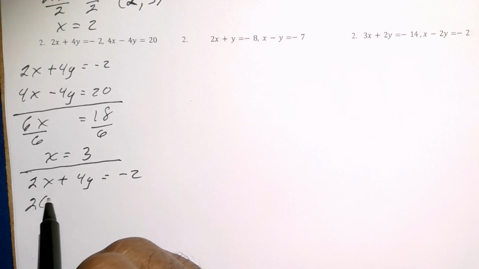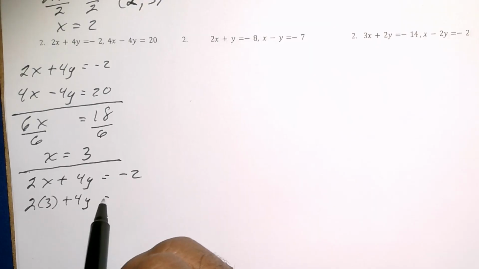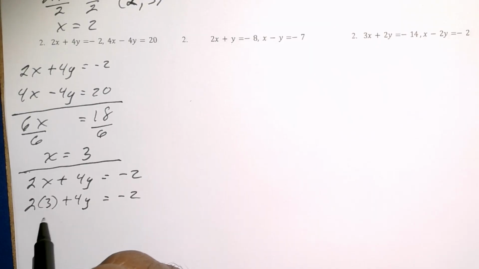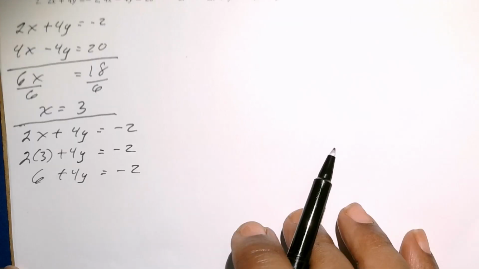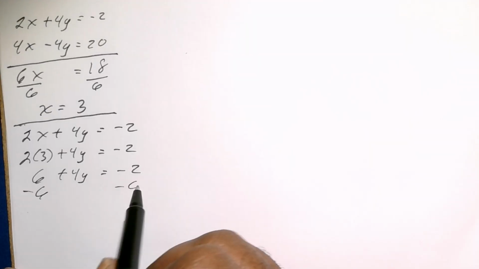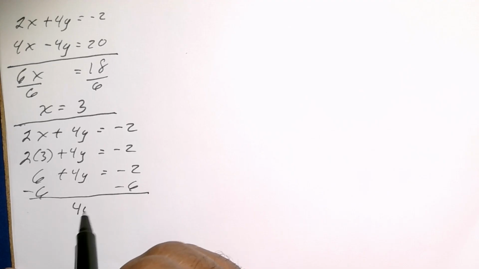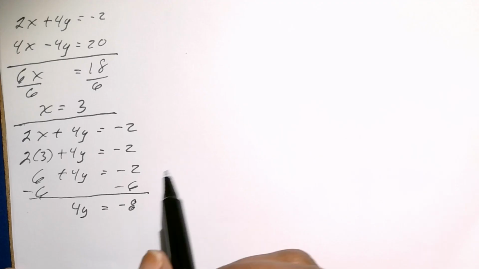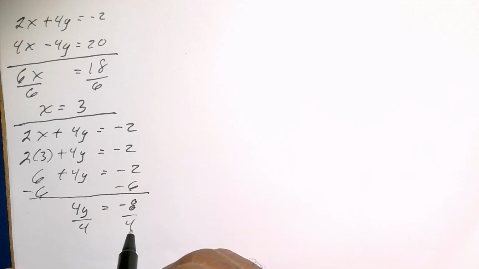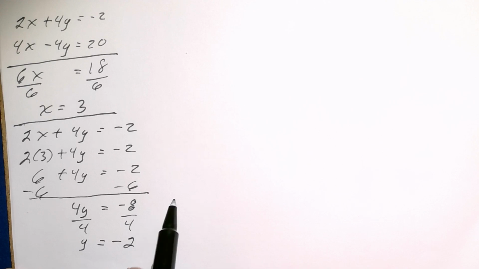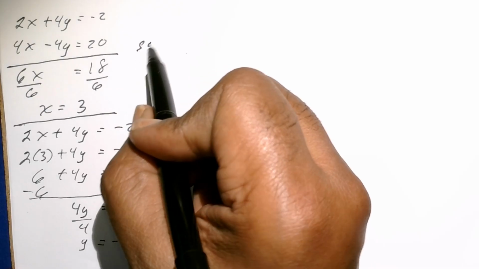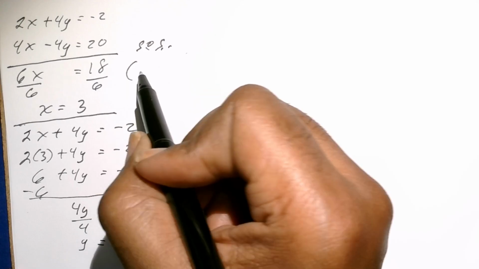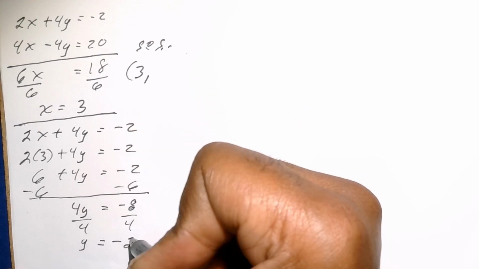So this becomes 2 times 3 plus 4y equals negative 2. 2 times 3 is 6, plus 4y equals negative 2. Okay, and subtract 6 from both sides. We end up with 4y is equal to negative 8. Divide by 4 on both sides. We end up with y equals negative 2. So we're going to say that the solution of this system is x is 3 and y is negative 2.